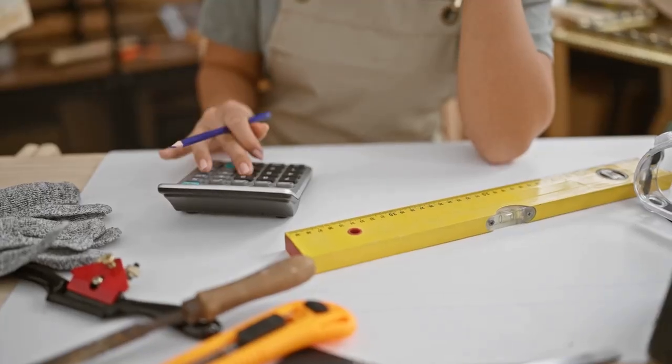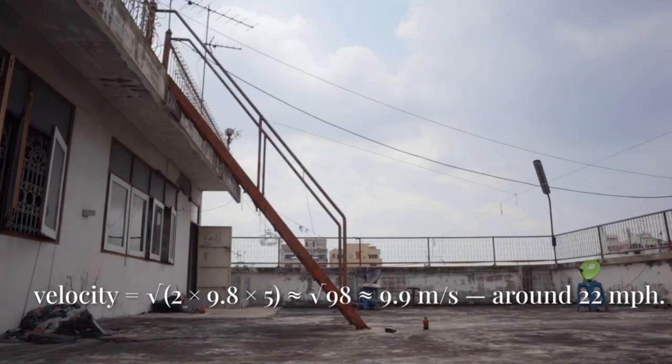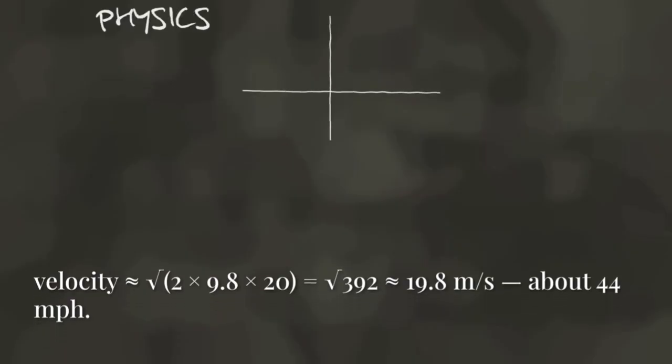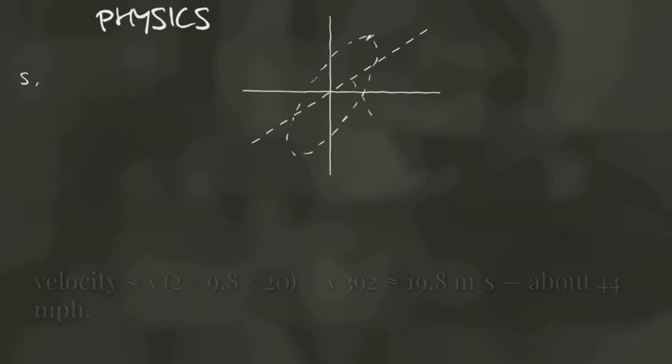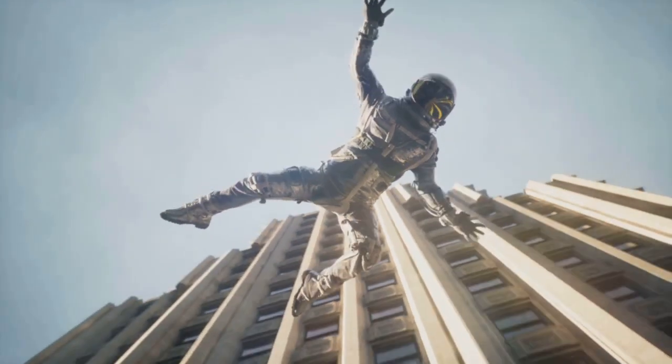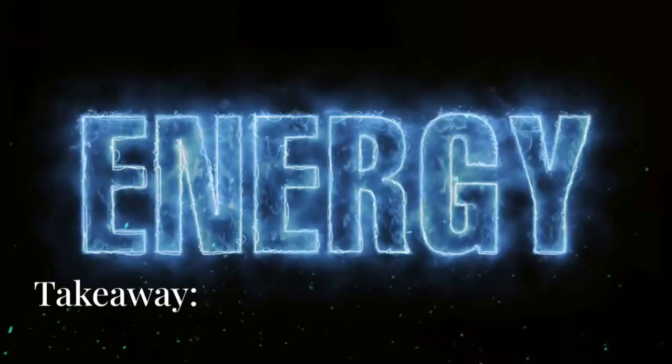Let's estimate a drop from 5 meters. Its speed when it hits the ground is around 22 miles per hour. From 20 meters, that doubles it to about 44 miles per hour. Going higher is to go faster, impact with more force and bigger energy.